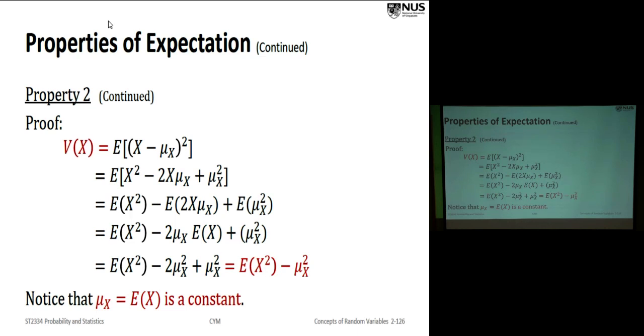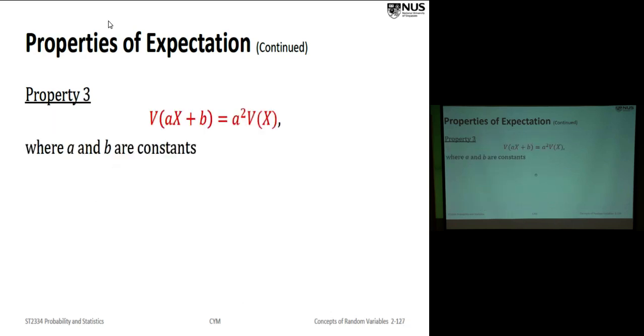Now, μ_x² is a constant, so the expectation of a constant is equal to the constant itself. Okay, and now we're almost done, because we know by definition that the expectation of x is equal to μ_x. So this reads as the expectation of x² minus 2μ_x² plus μ_x². Okay, so these simplify to give us the expected value of x² minus μ_x². Here we did not make any assumption about the random variable being continuous or discrete, because these properties hold whether it's discrete or continuous.